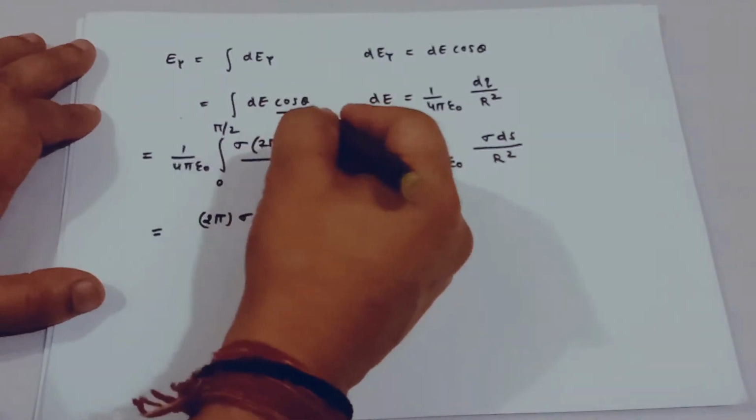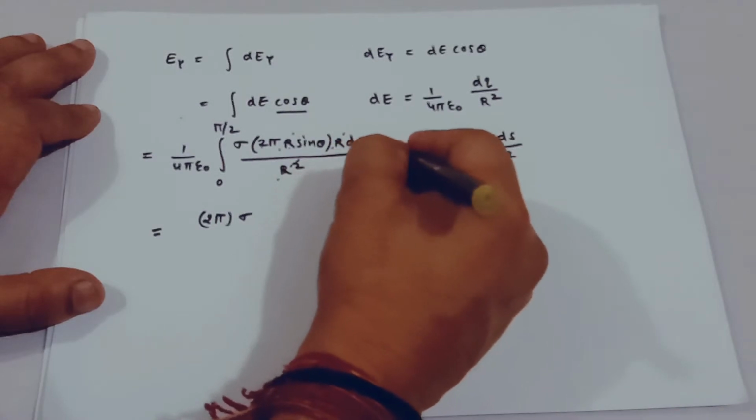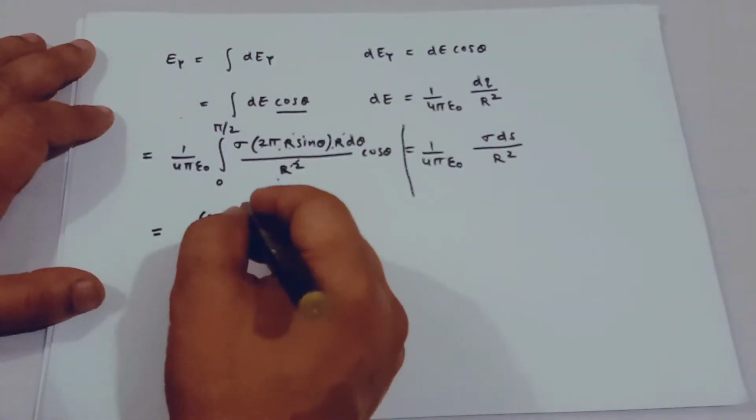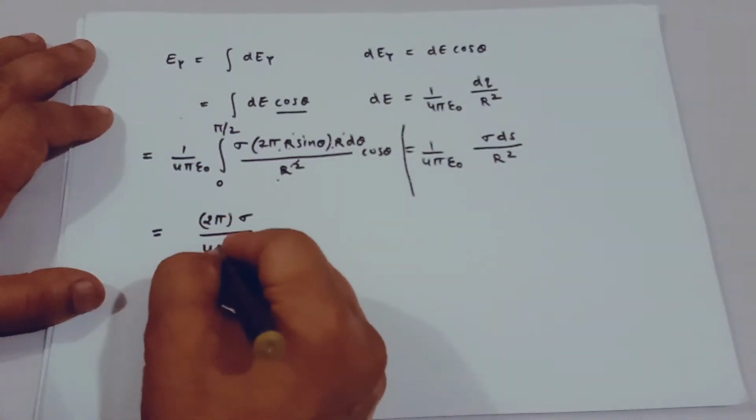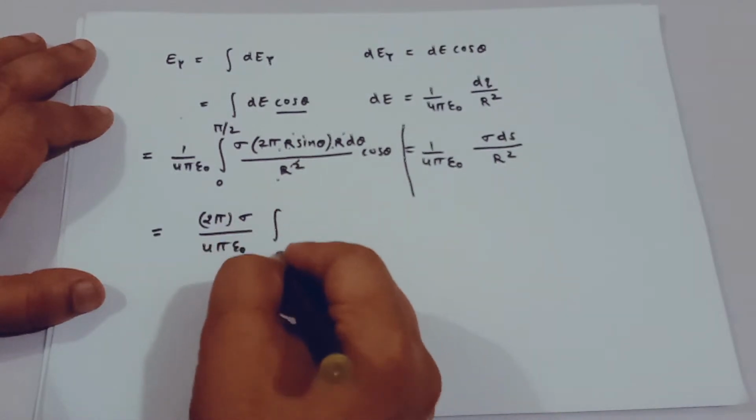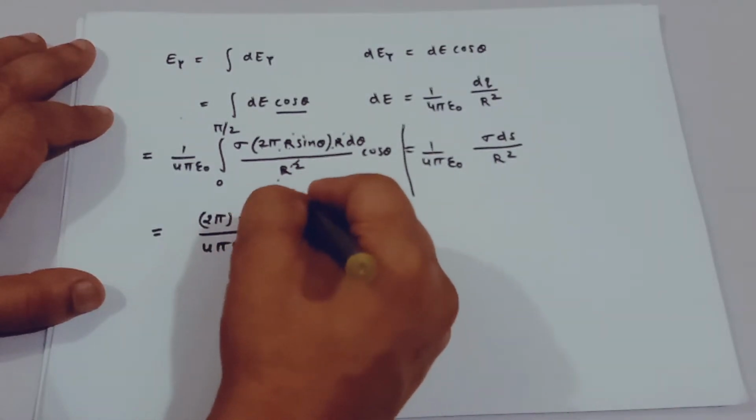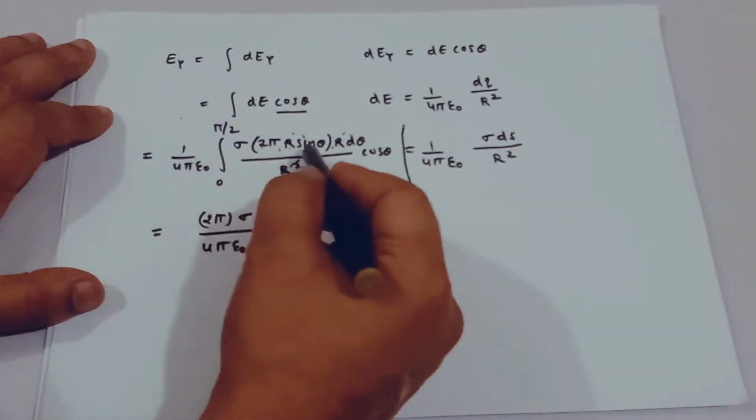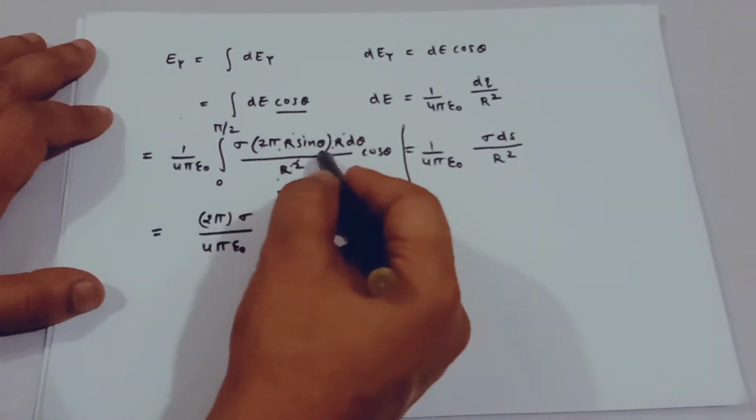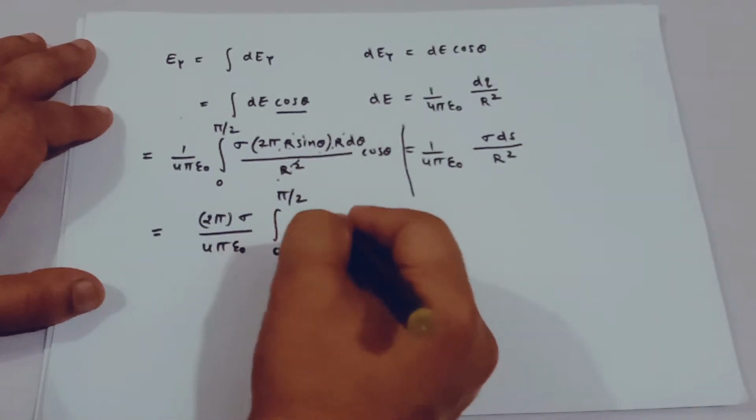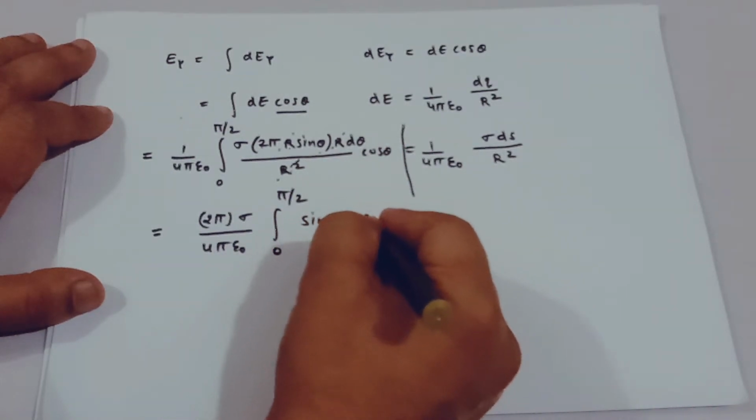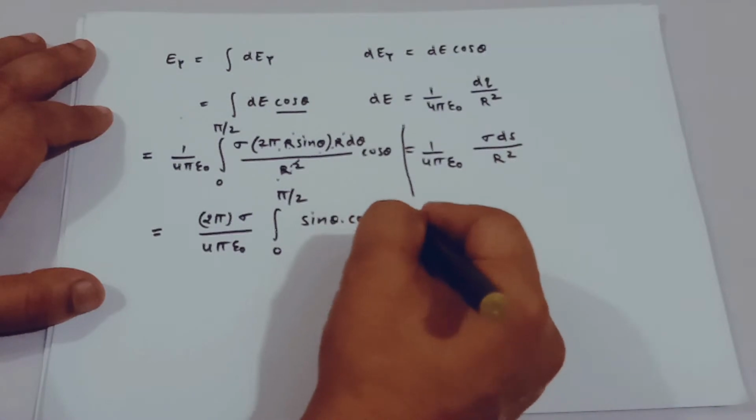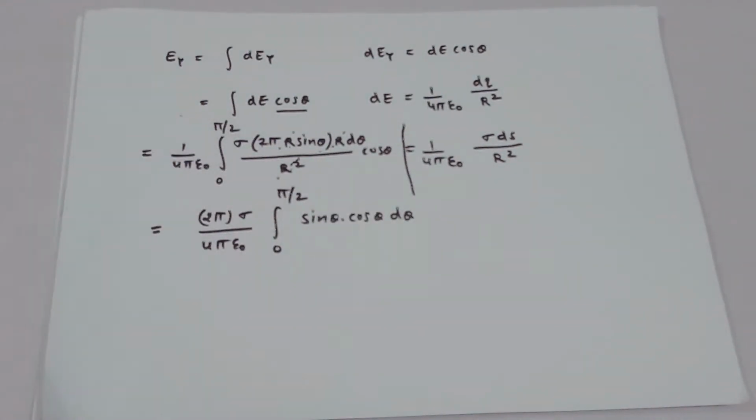Also this cos theta is there, so you can write cos theta here. That would be upon 4 pi epsilon naught. The angle is from 0 to pi by 2. 2 pi has come out, sigma has come out, R squared has cancelled out, sin theta and cos theta are remaining, then sin theta into cos theta and then d theta. Those are the only terms which are remaining.